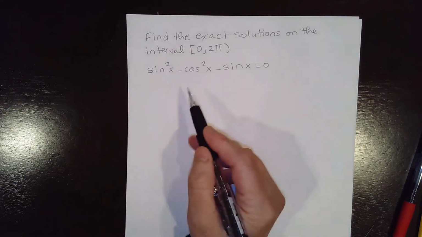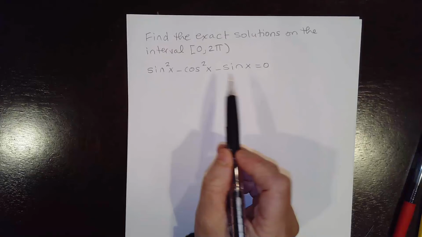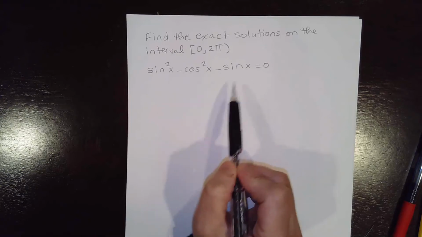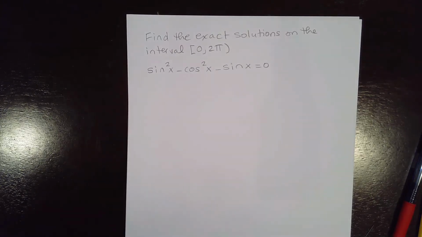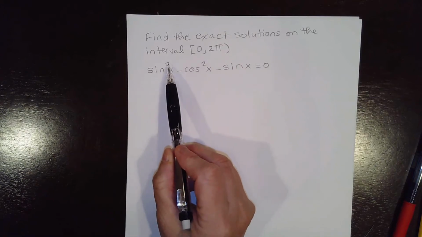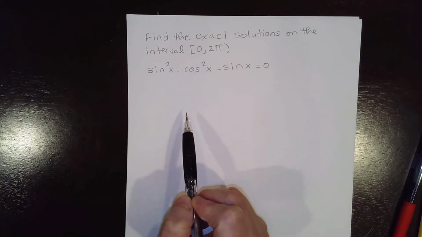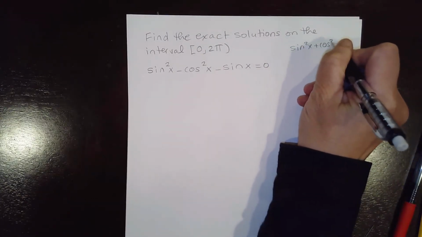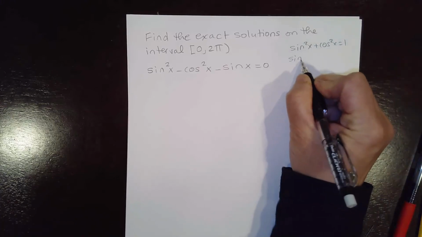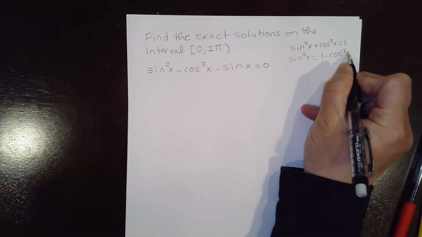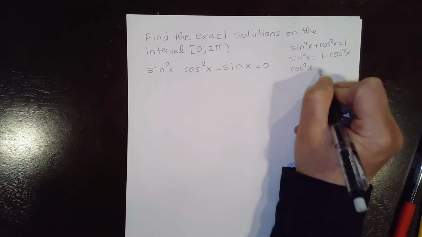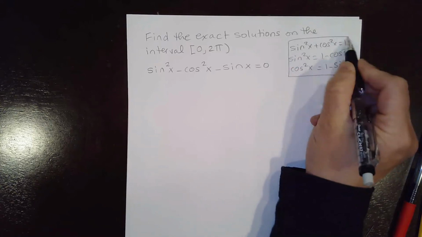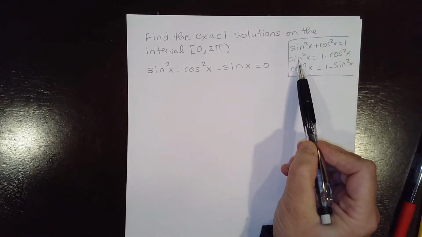Now in order for us to solve this equation, we need to have either all sine or all cosine. Here we have both, so we need to change one for the other. So you always look at the sine squared x and cosine squared x. Why? Because of the identity sine squared x plus cosine squared x is equal to 1. So sine squared x will always be 1 minus cosine squared x, and cosine squared x is equal to 1 minus sine squared x. So you can always change one for the other.